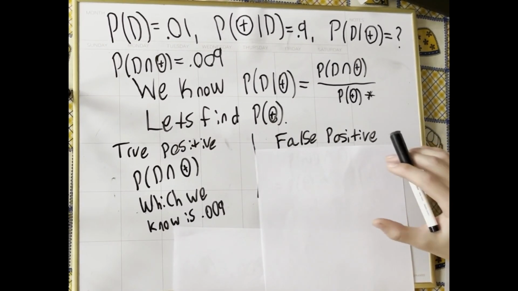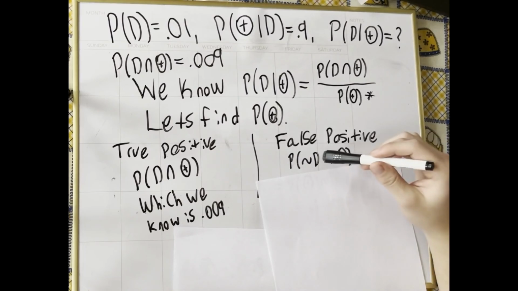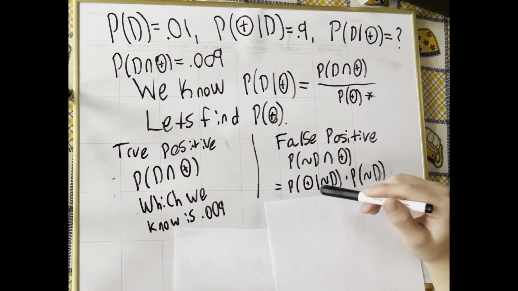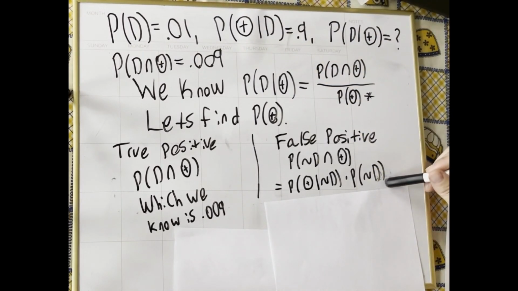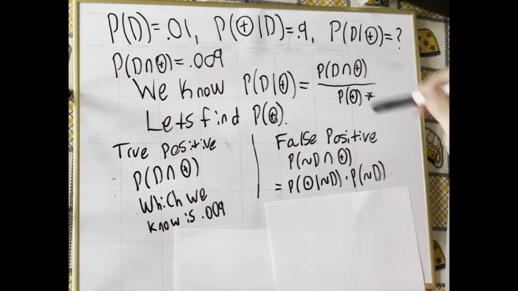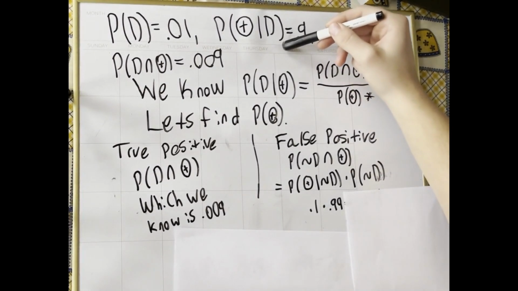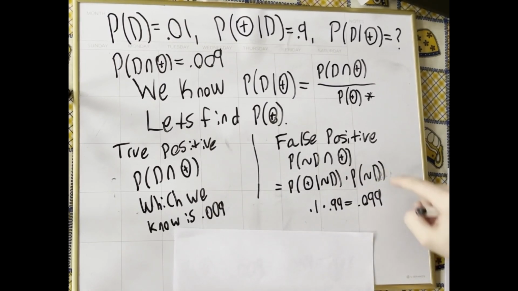Now let's look at what is probably the harder case, which is false positives. So what we're investigating here is going to be the probability of not drug user intersect getting a positive test. So using our definition of conditional probability once more, we're going to rewrite this as the probability of positive test given not drug user times the probability of not being a drug user. And these are just the complements of some of the information we have up here. The probability of not being a drug user, well, we know the probability of being a drug user is 1%. So that's going to give us that the probability of not being a drug user is 99%. And we know that the probability of getting a positive test score, given that you're a drug user, is 0.9. So that's going to give us that the probability of getting a positive test score, given that you're not a drug user, is 0.1. And that's going to give us 0.099 for the probability of getting a false positive.